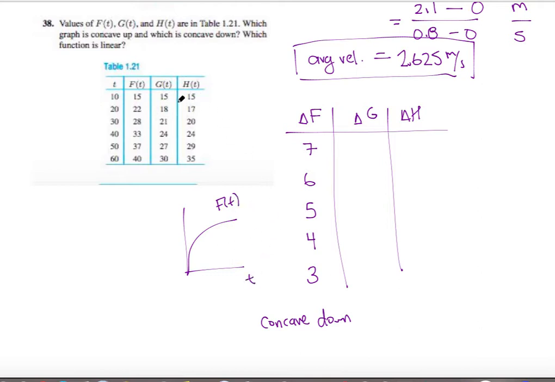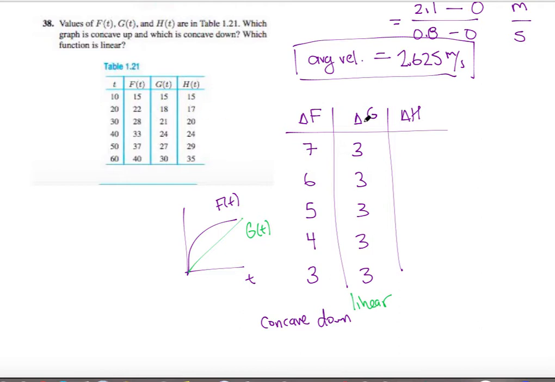All right, for g, for the first 10 seconds, I go up by 3, then by 3 again, then by 3 again, then by 3 again, then by 3 again. So what would this look like? Well, it would just be a straight line, right? I am increasing at a constant rate, so this is linear.